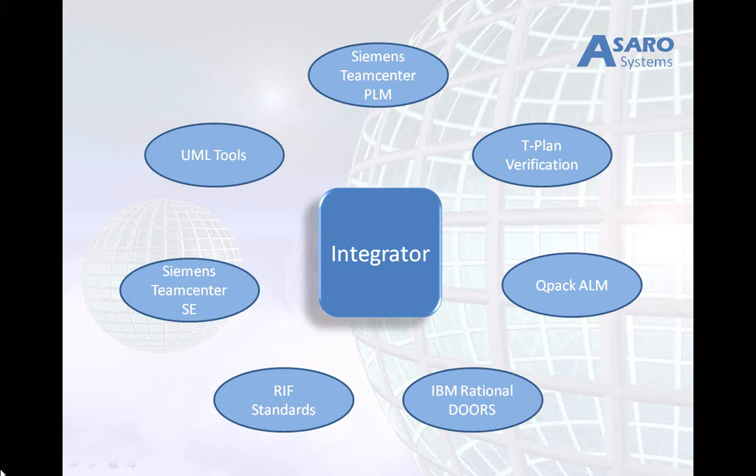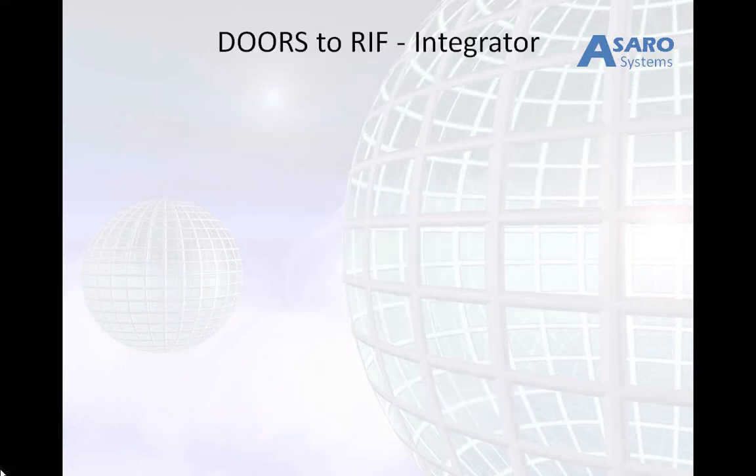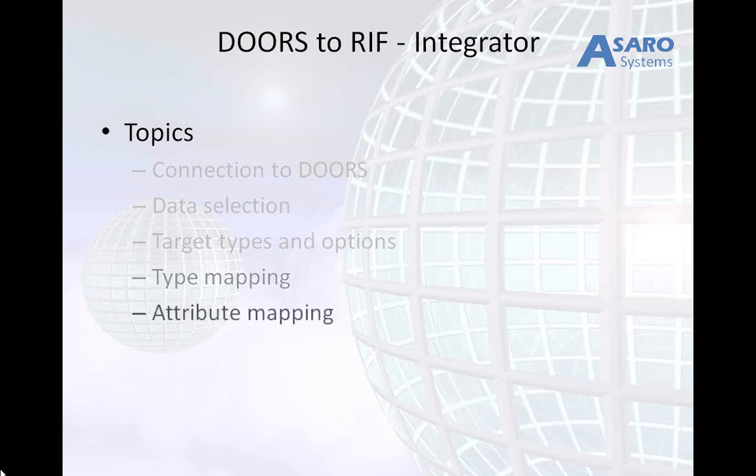For this presentation we'll be concentrating on the RIF and the IBM Rational DOORS integration. So as we progress through this, we'll be able to see how you can connect to the DOORS instance, how you can choose the data that you wish to bring out of DOORS, the different target types and the options that exist with them, how you can map the different types, the attributes that you wish to pull out of DOORS, and at the end we'll look at how you can manage change on a regular basis.